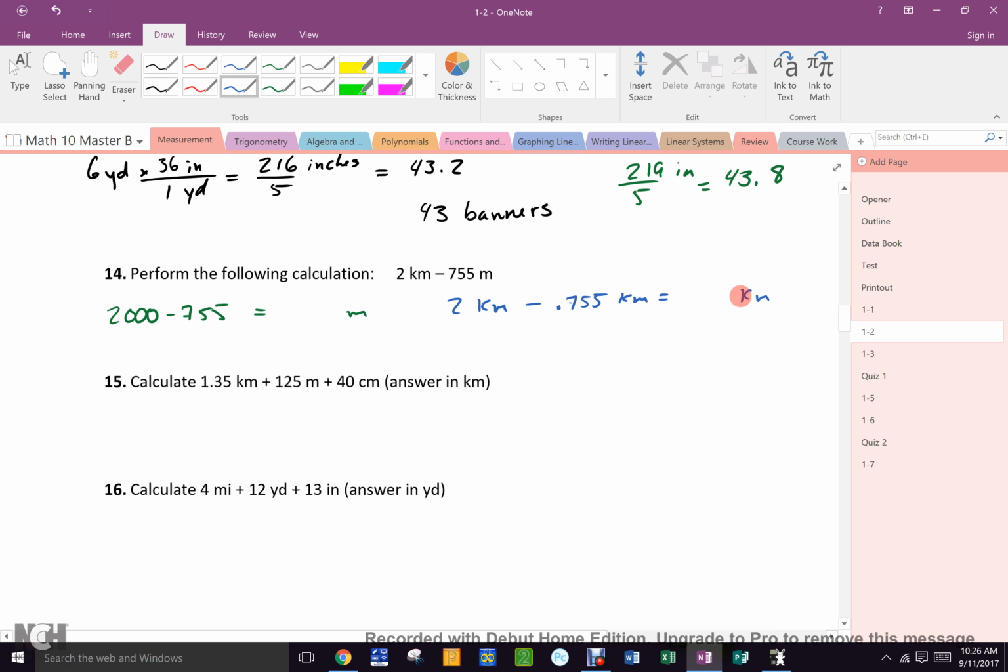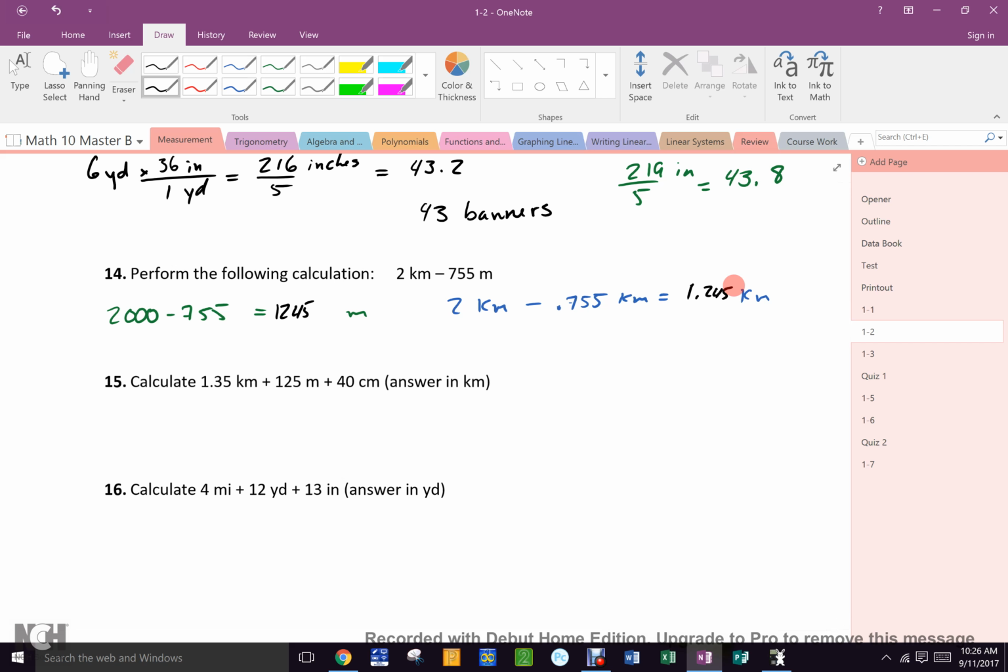Are they both right? Because I didn't ask, did I? You can give it to me in either one because that's what's good about SI. So it's either 1245 meters or 1.245 kilometers. Is everybody cool? All right.